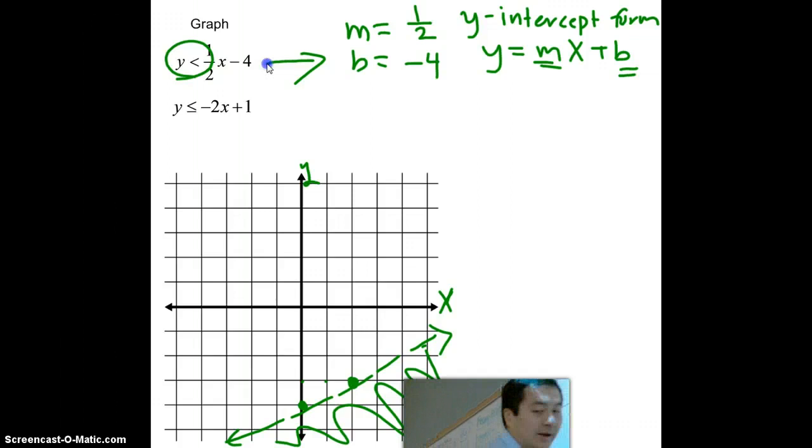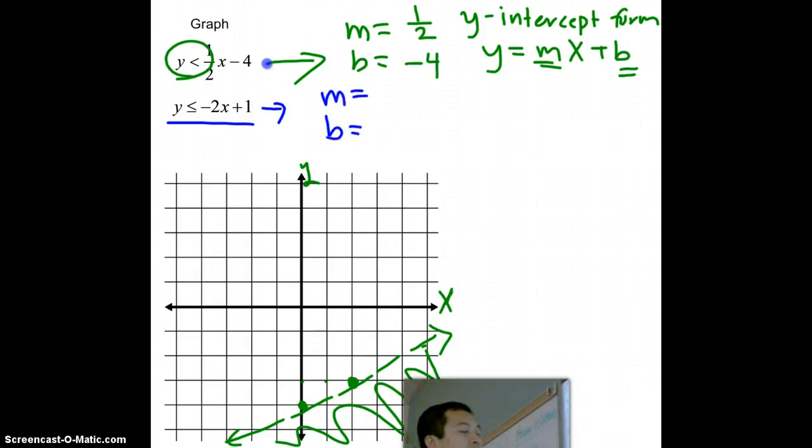And you know how to do this already from the first unit. Now, we're just going to add another line into it. And what do you do when I add another line? I'm going to graph this line in blue. Same thing. It's in the right form. Good, y-intercept form. I need to find two things. I need to find my m. I need to find my b. Take a look. What's my m?